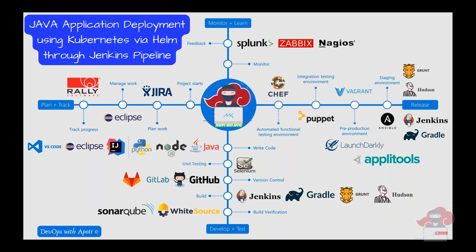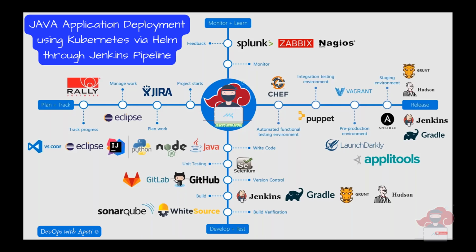Hi everyone, welcome to our Java application deployment on the on-prem Kubernetes cluster using Helm. In this video, we are going to demonstrate the deployment of Java applications on the on-prem Kubernetes cluster using Helm. The complete process is orchestrated through the Jenkins pipeline.